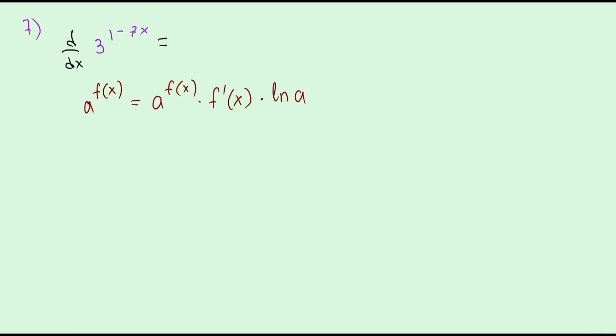So this would equal the same function times derivative of the power, which is going to be negative 7, times natural log of the constant.